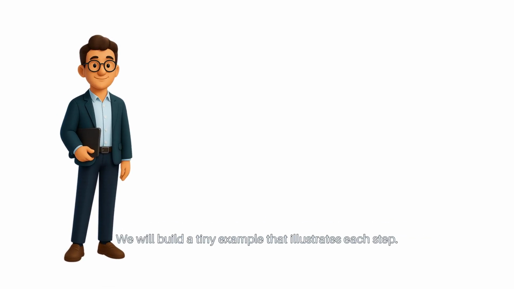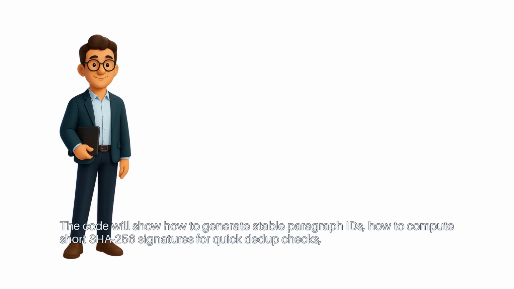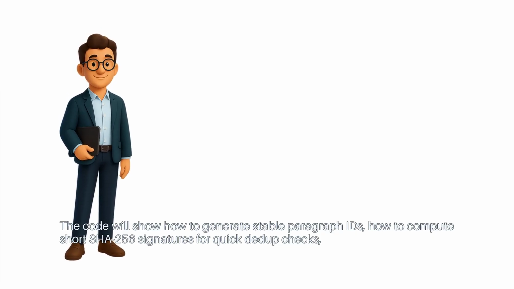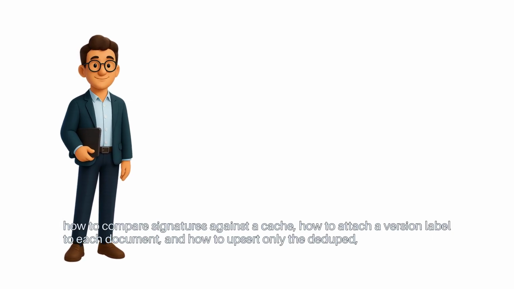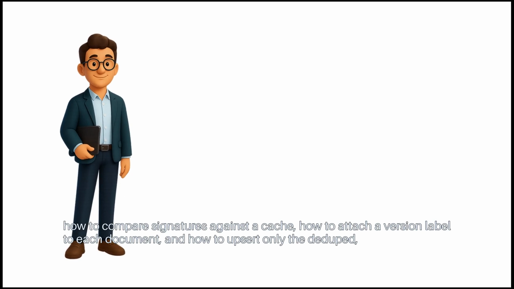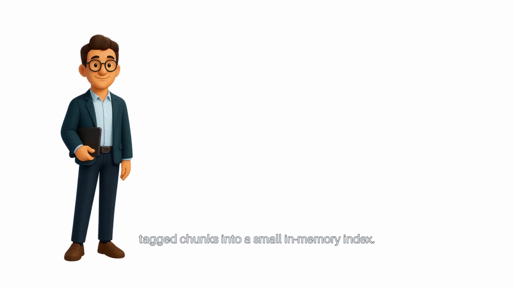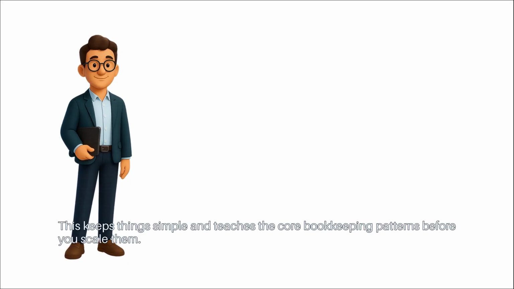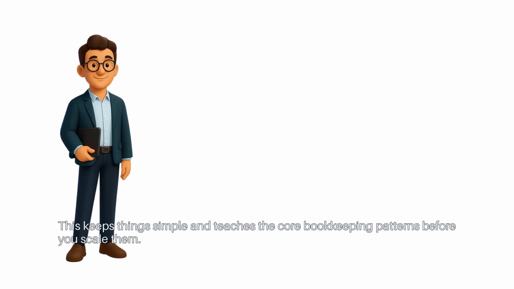We will build a tiny example that illustrates each step. The code will show how to generate stable paragraph IDs, how to compute short SHA-256 signatures for quick dedupe checks, how to compare signatures against a cache, how to attach a version label to each document, and how to upsert only the deduped tag chunks into a small in-memory index. This keeps things simple and teaches the core bookkeeping patterns before you scale them.